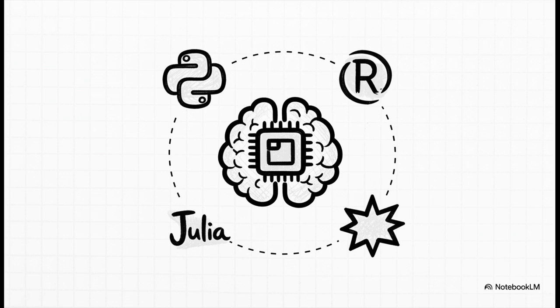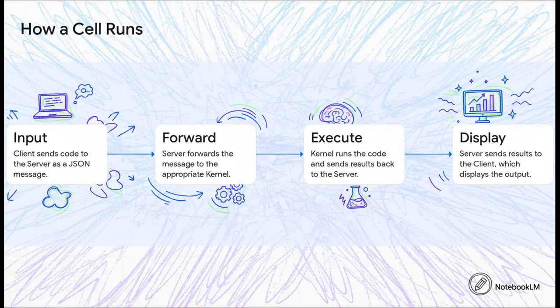And here's the magic trick. Because the kernel is separate, you can swap it out. You can have a Python kernel, an R kernel, a Julia kernel. There are kernels for over 100 different languages. That's what makes Jupyter so incredibly powerful and flexible. So let's put it all together. You're in your browser, you hit run on a cell. The browser, the client, bundles up that code and sends it to the server.